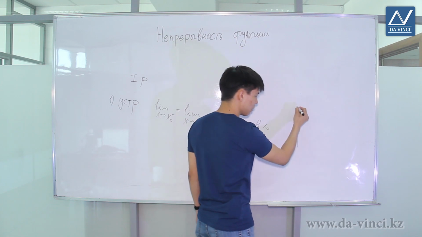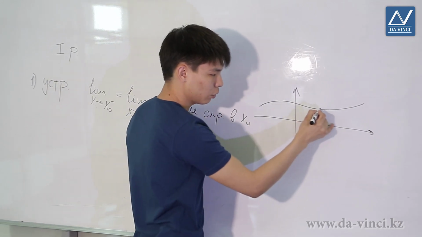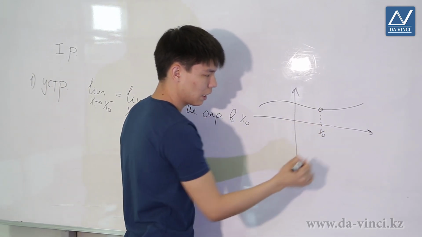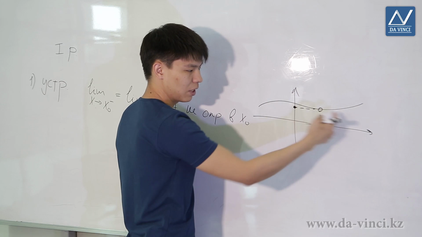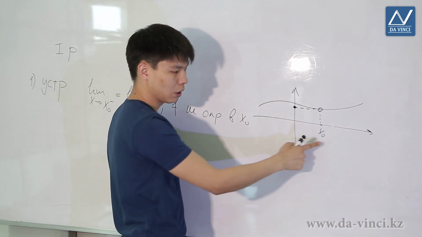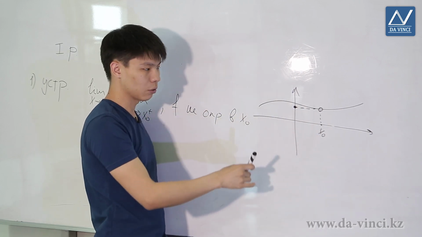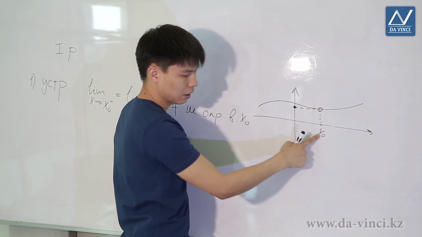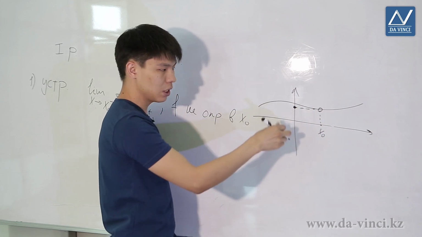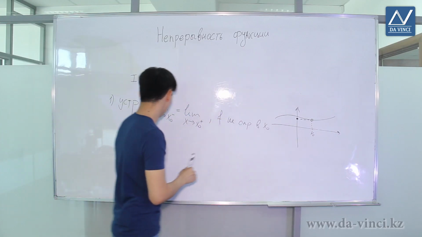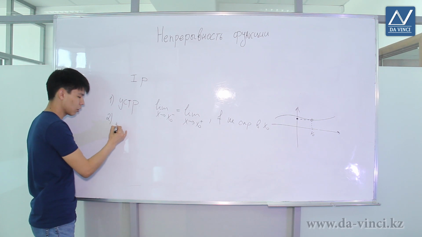This situation is graphically described as follows. We have, let's say, some function, and at some point x0 it is not defined. The limit from the left will be equal to this value. The limit from the right is exactly equal to this value. They both exist, but the function itself is not defined at this point. This is the removable point of discontinuity, a discontinuity point of the first kind. Why removable? Because we can always complete this function at the point x0. Say that the function is equal to such and such value at the point x0, and then we get a continuous function.